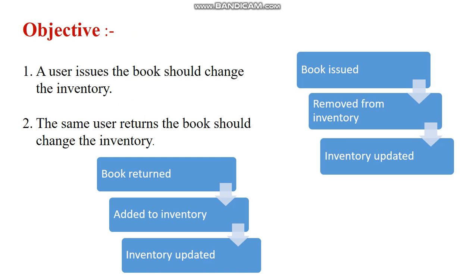The first one is when the user, in our case the member of the library, issues a book, it should change the inventory, or we can say the catalog of the library. This catalog or inventory is going to be the database for our project. The second objective is very similar to the first one. When a member returns the book to the library, it should update the inventory and register that book back to the catalog. So these are the two simple objectives of today's project.